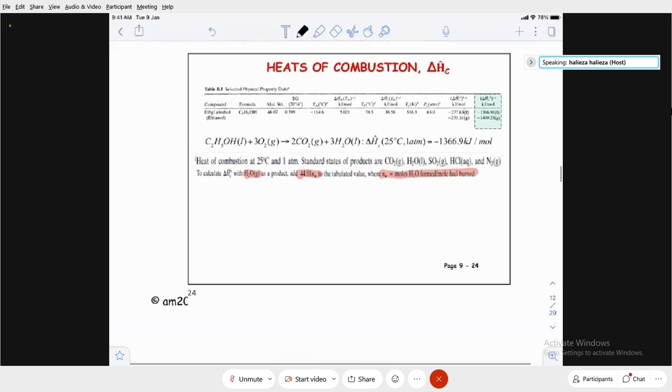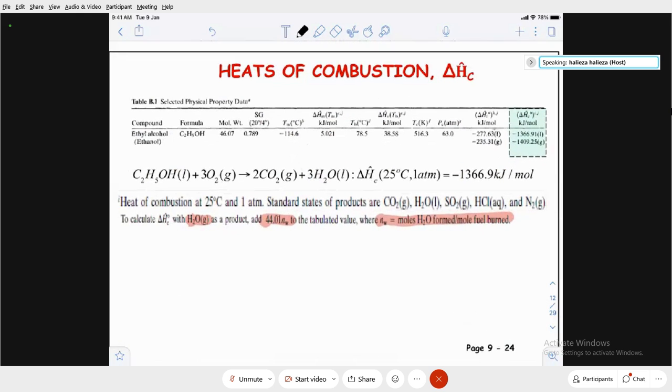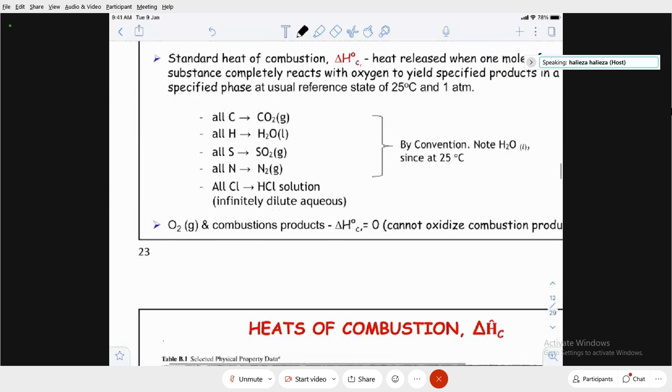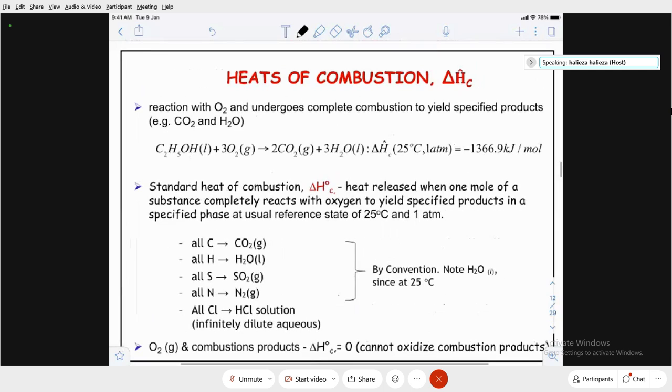Okay, one more thing I need to point out, guys. Before that, I need to point this out. This is the definition of heat of combustion. I need to point it out.